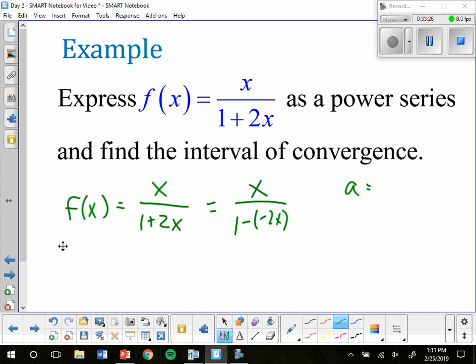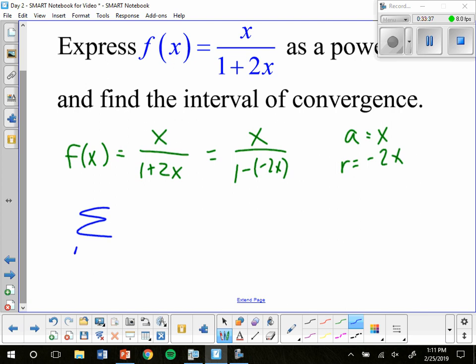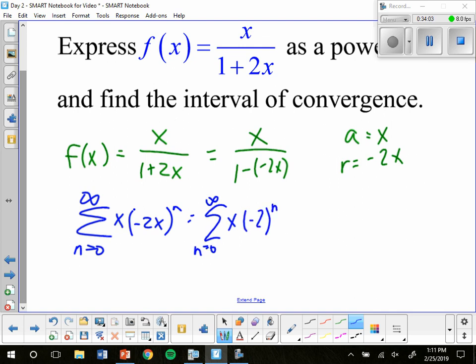What's a? And what's r? Negative 2x. Then we want to write this as our general geometric series, which is a times r to the n, which is fine. It just doesn't look that good. So I want to separate my coefficient and my variable expression. So that x I'm just going to leave for now and do negative 2 to the n times x to the n.